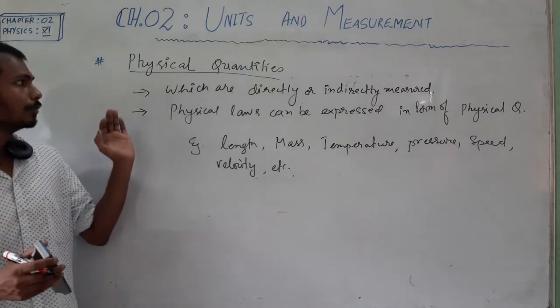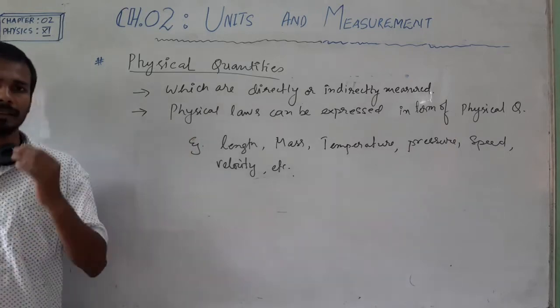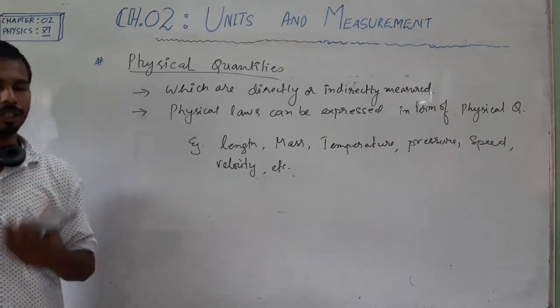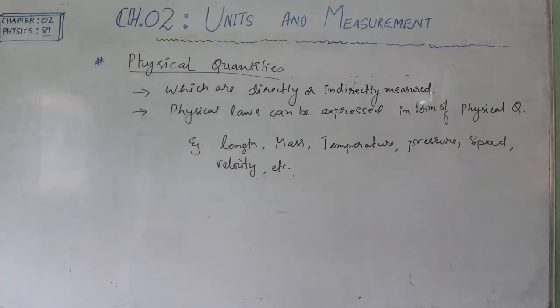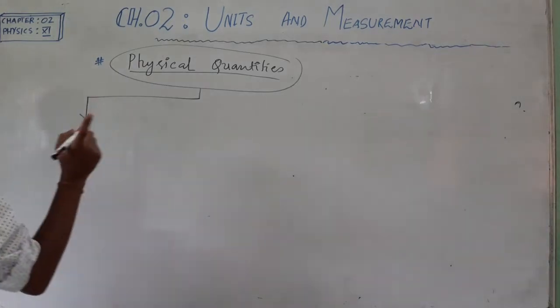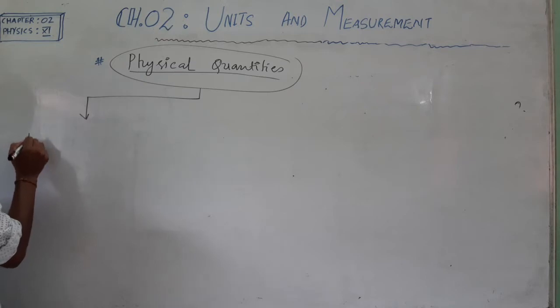Our next topic is derived quantity and fundamental quantity. We will learn next about derived quantity and fundamental quantity. So physical quantities are divided into two types. One is fundamental quantity.